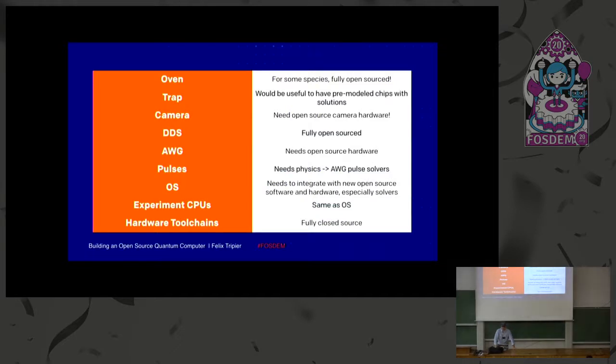So first we went through and talked about the oven, which is responsible for releasing atoms into the trap. And here, we have what we need in terms of a specific ion species. For our actual trap, as we said, it would be nice to have pre-modeled chips, so we could just print out schematics for a specific chip and be ready to go. All we need is two ions for a student. For the camera, we need open source camera hardware.